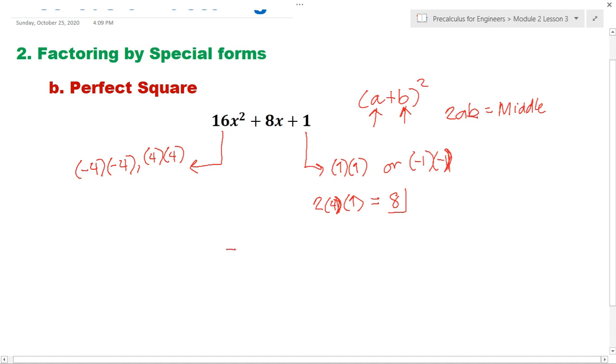So, therefore, our factor would be, A natin is 4, so 4x plus 1 squared. Ito yung factor natin for the perfect square. This is only applicable for perfect square.